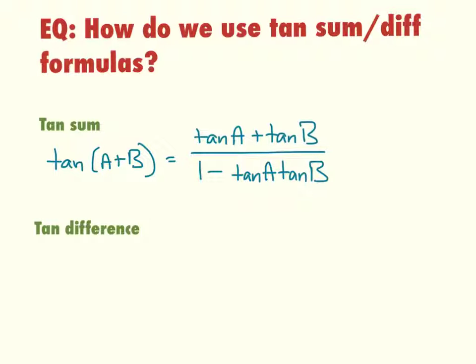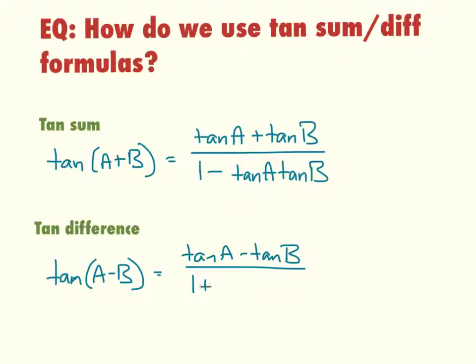And the tan difference, the tangent of A minus B, is just like the sum formula. You just swap the plus and minus signs. So this is the tangent of A minus the tangent of B, over 1 plus the tangent of A times the tangent of B.